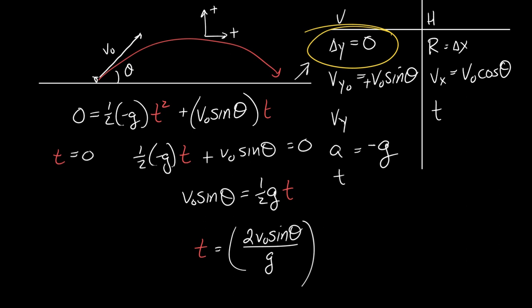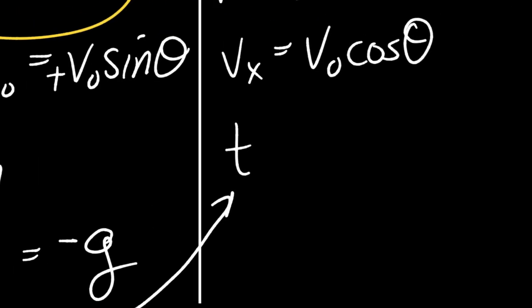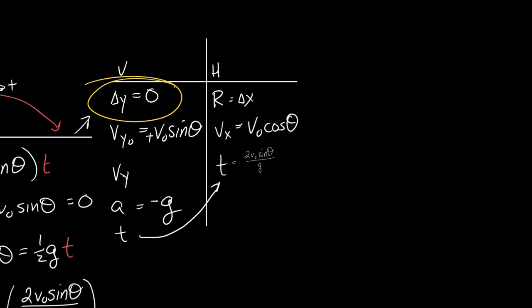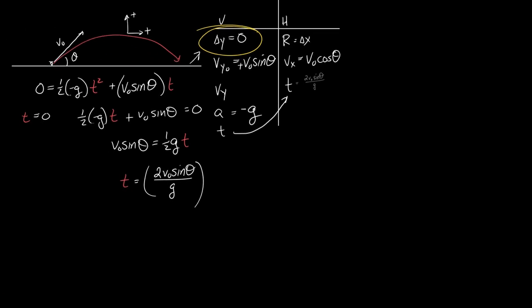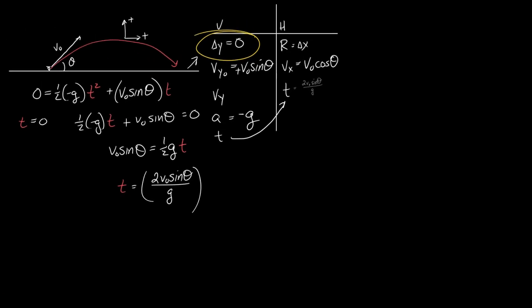Again, based on delta y equals 0. Well, solve for t, plug into the other side. I put that expression in for t. And now let's solve for range. Range equals vx times t. So I'm going to put all that stuff in there.